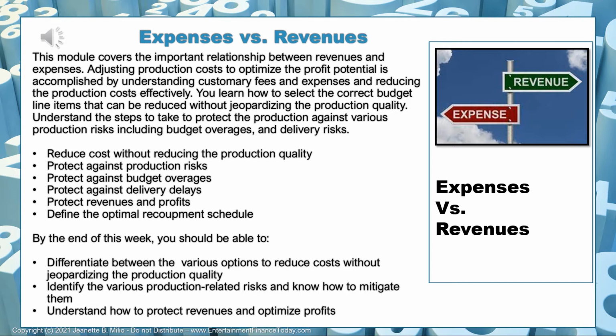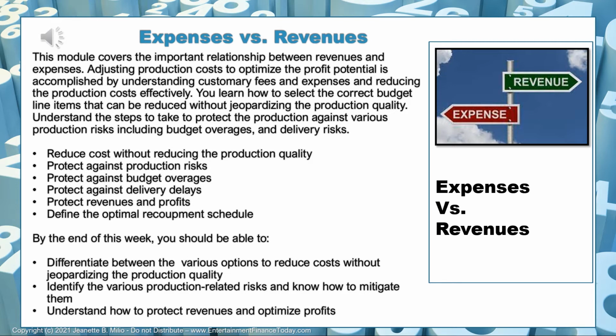How do we protect against the production risk? By using a completion bond company insurance, which also protects us against budget overages and delivery delays. We're protecting our revenues and profits by using a collection agent. And we are defining the optimal recoupment schedule by balancing our financing sources and placing them in the waterfall in the recoupment schedule in the way they're supposed to go. So you understand who recoups, when, where, why, and how.